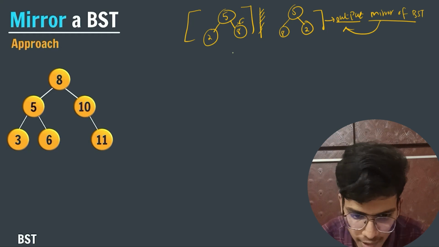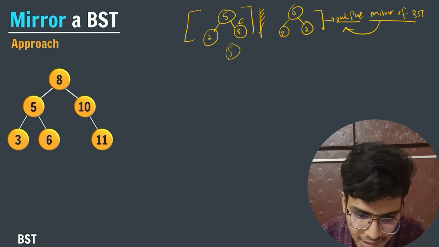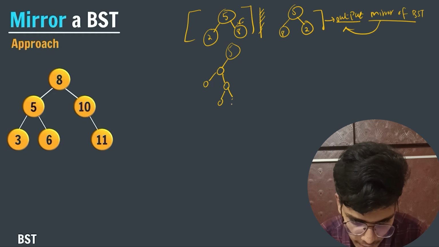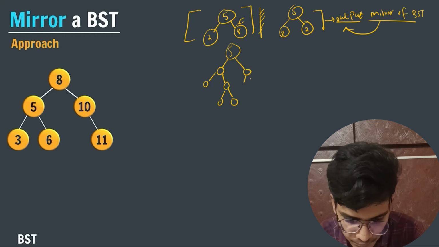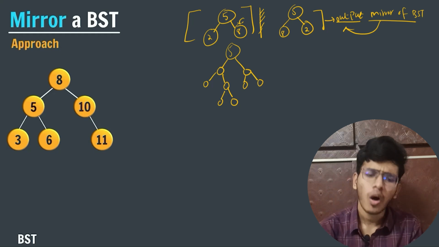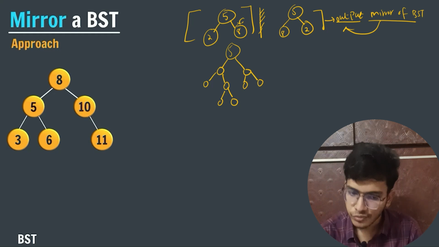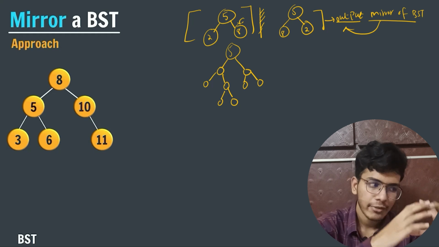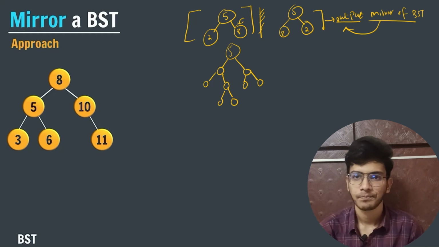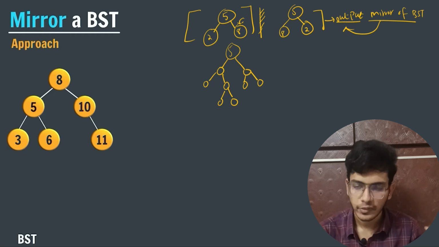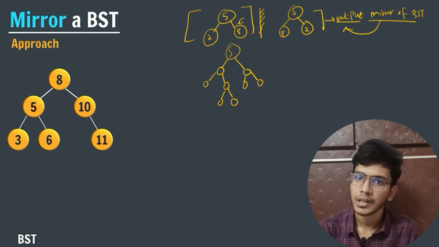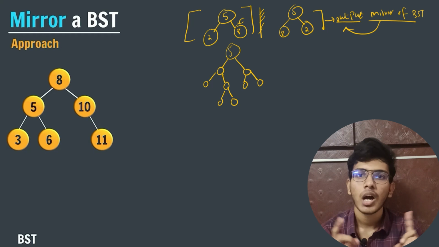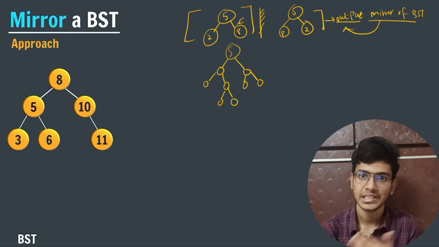Now let us take some complex example, as this 5 I am having, and it is having some left part. Let's say this is my left part, having some elements, and the right part also having some elements. So what I am going to do is create a recursive function, and this recursive function will store the left part and the right part. After storing them, you can observe that in the mirror image the left is coming on the right side and the right is coming on the left side. So I will swap these two values. This is what I'm going to do.